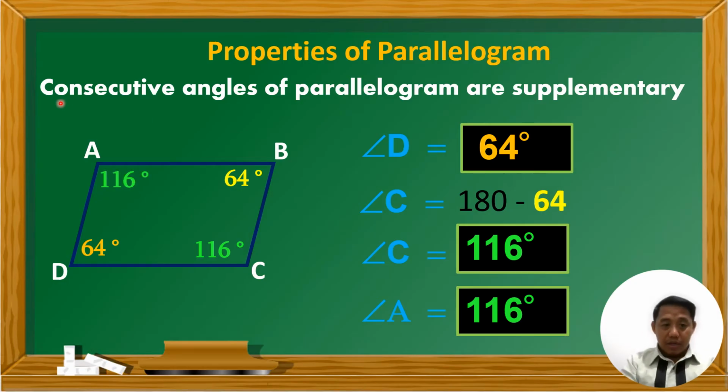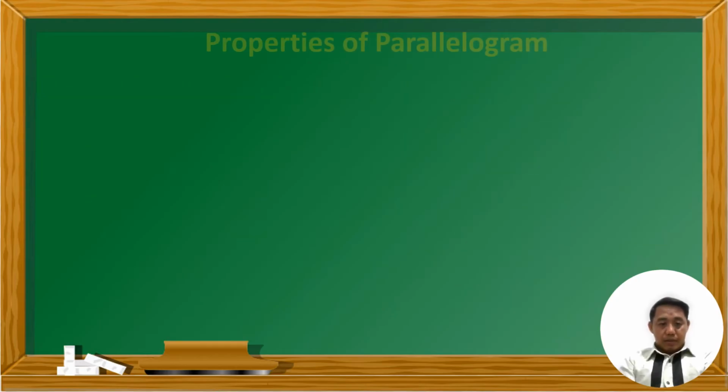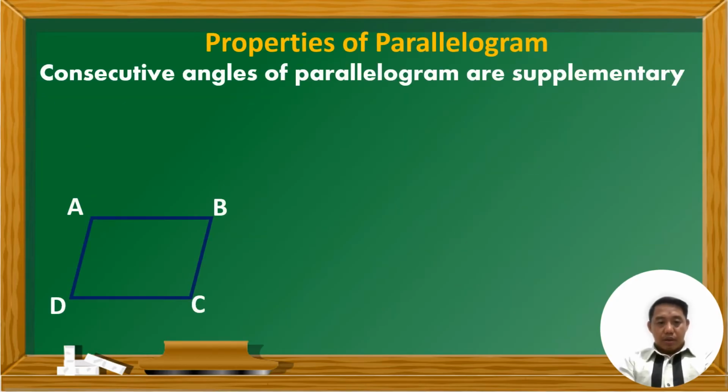Again, pag sinabi natin consecutive, dapat yung magkasunod na angle, 180. 116 plus 64, 180. 64, 116, 180, lahat ng magkasunod. If you get the sum of that, it should be equal to 180. Yun yung ibig sabihin ng supplementary. Okay, let's continue. Consecutive angles.